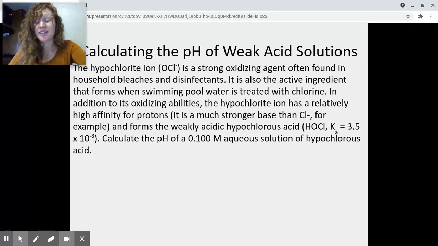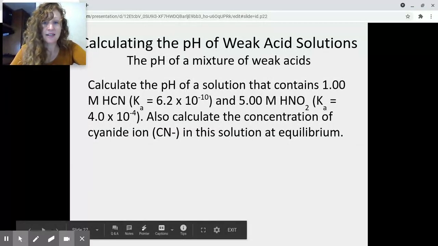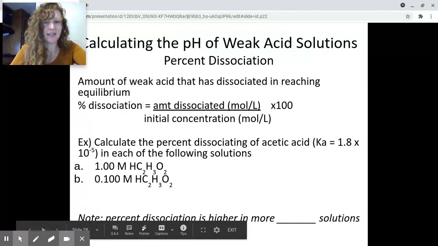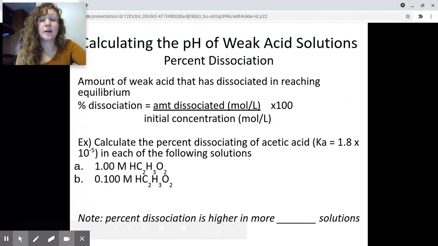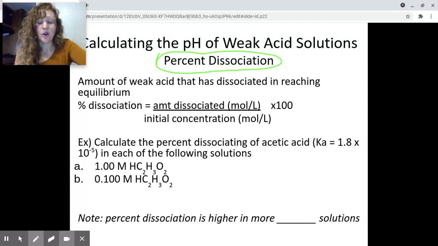Okay, here's another example. We can deal with this together in class. A couple more examples. And then we get to same problem, different angle. So this angle is the angle of percent dissociation. So let's take a look at this real fast.